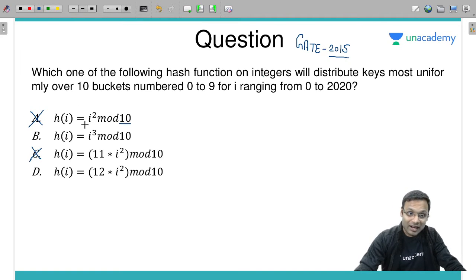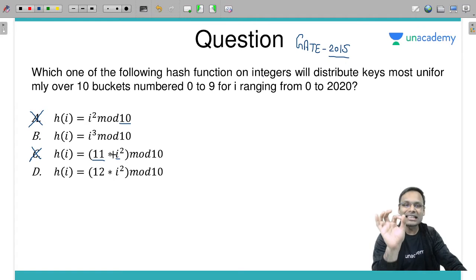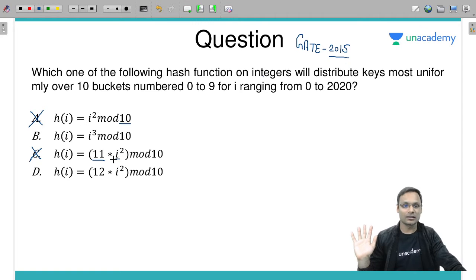Why? Whatever I square gives you, into 11, the unit digit will not change. अगर into 11 किया किसी भी number में, unit digit will be as it is. करके देख लो. That is the number system. So if the unit digit is the same as I square, these two options will always give the same answer. A gone, C gone. And now you just check, D also gone.